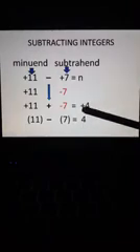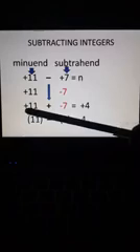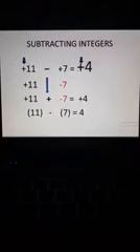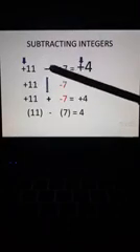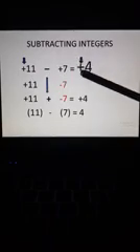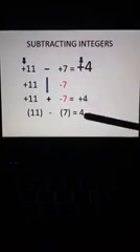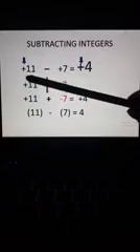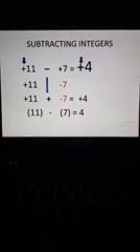The sign of the sum is the same as the sign of the integer which has the greater absolute value. In that case, that is positive 11. Therefore, positive 11 minus positive 7 is equal to positive 4. If you look at the example carefully, it's just the same as 11 minus 7 equals 4.